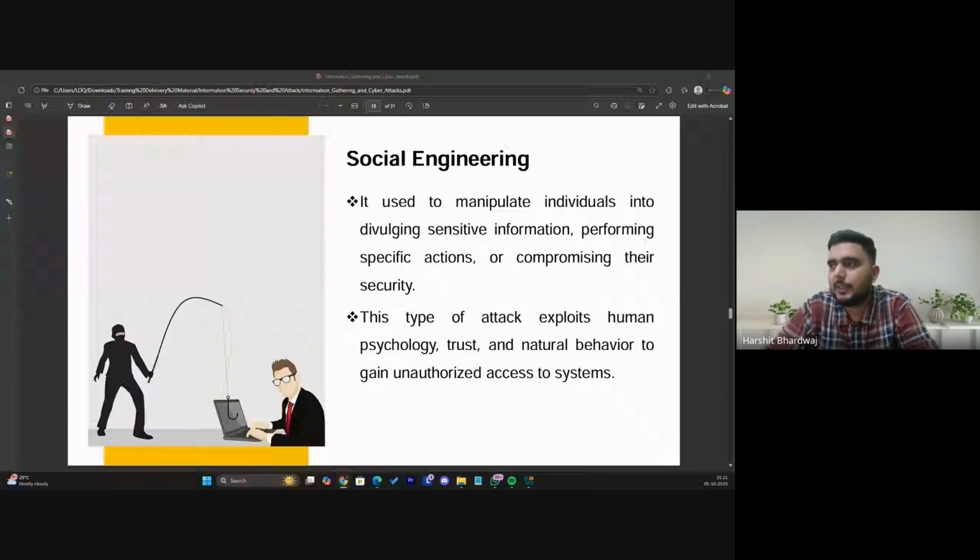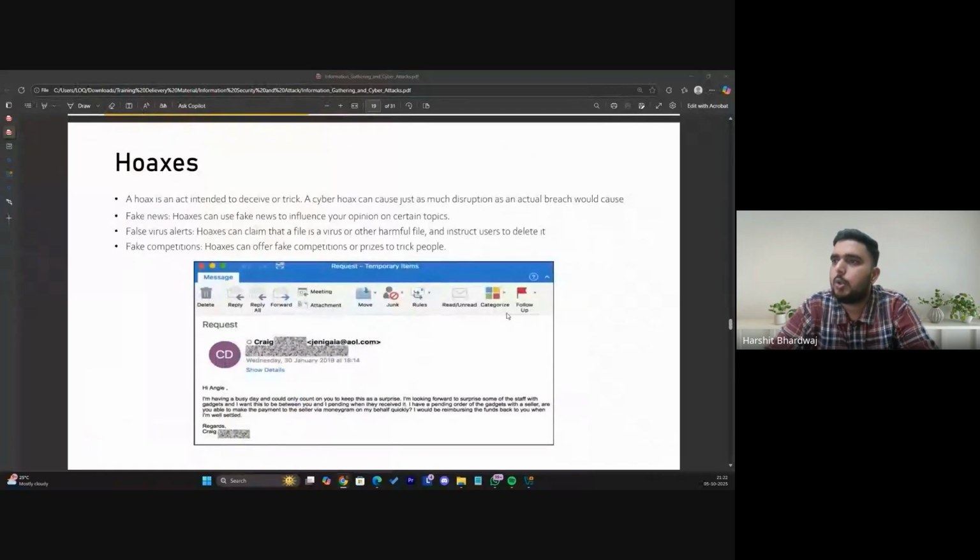A hoax is an act intended to deceive or trick. A cyber hoax can cause just as much disruption as an actual breach would cause. Hoax is nothing but fake news that you are getting, on your emails or anywhere, right? You're getting false virus alerts that your system is compromised by a virus, a malware. So all of these things are nothing but a hoax, some fake news that somebody is trying to spread. So this is what it is.